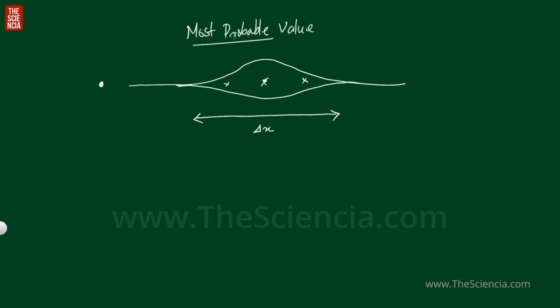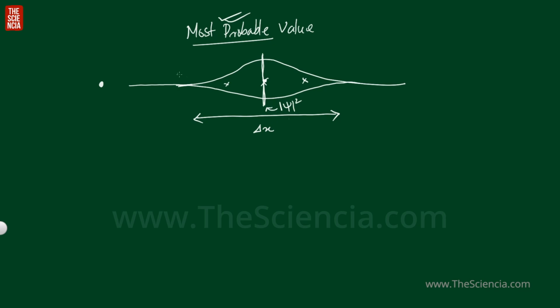Here we have to find out the most probable value. For this wave packet you can easily see the maximum probability of finding the particle will be at the center, at the middle. Okay, because the density value, that is mod psi square, will be maximum at the middle for this case.